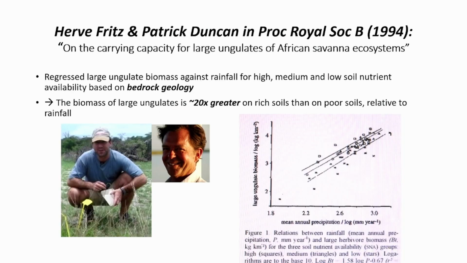The final clinching paper was written by Hervé Fritz and Patrick Duncan, who actually then got the more detailed data on herbivore abundances and put that into a paper along with bedrock geology and produced the curve you see on the right of an increase in herbivore abundance with increased rainfall, but two parallel lines. The one line related to areas underlaid by bedrock that produced fertile soils, and the other underlaid by bedrock that produced much less fertile soils and supported fewer ungulates.